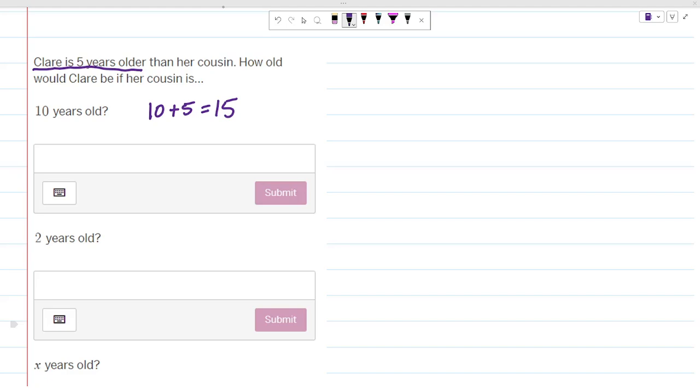What if the cousin is 2 years old? How would we find Claire's age? Well, the cousin is 2 and Claire is 5 years older than that. So that means Claire would be 7 years old in that case.